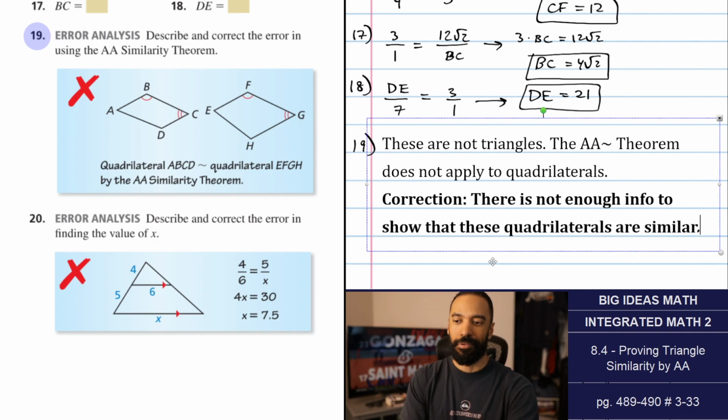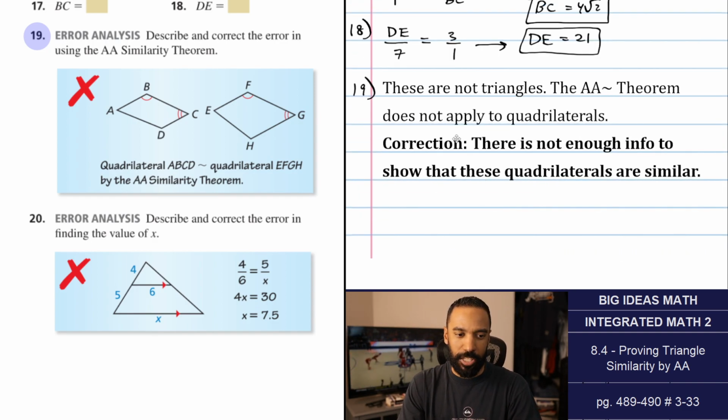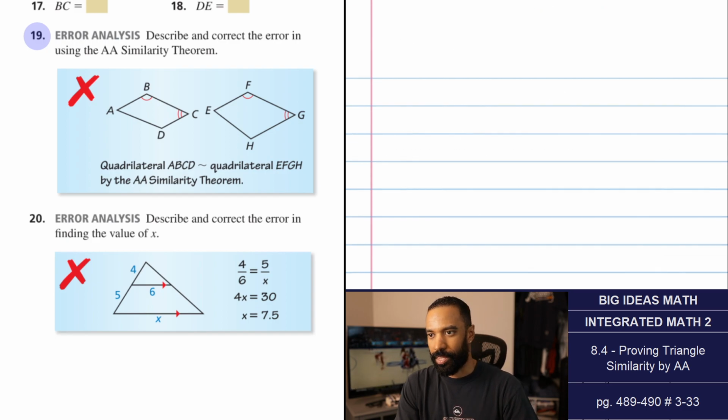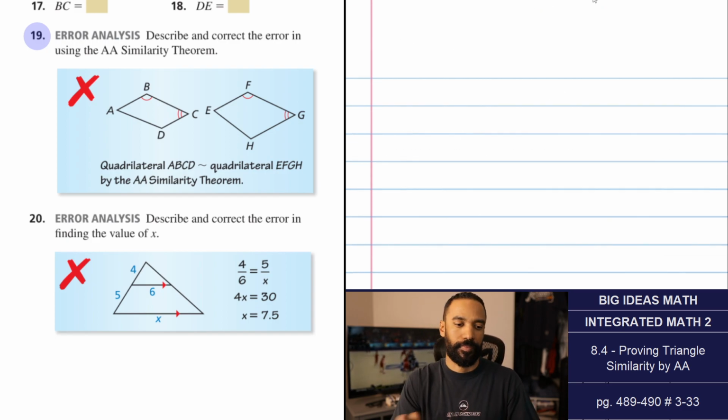You would definitely have to get bigger into sets of corresponding sides being proportional and things like that. I think that's it. Okay, number 20.